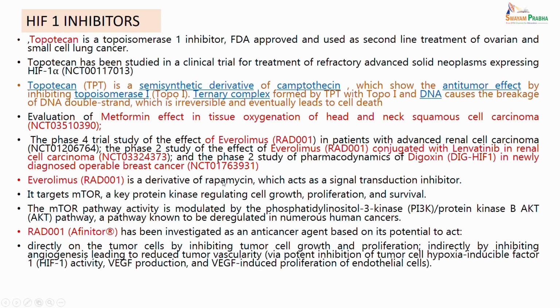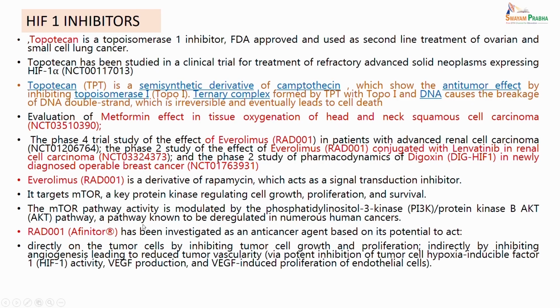Everolimus is a derivative of rapamycin, which acts as a signal transduction inhibitor. Now, as I mentioned, this is an mTOR inhibitor. That is why, like metformin, everolimus also seems to work because it's an mTOR inhibitor. It targets mTOR, which is a key protein in regulating cell growth, proliferation, and survival.